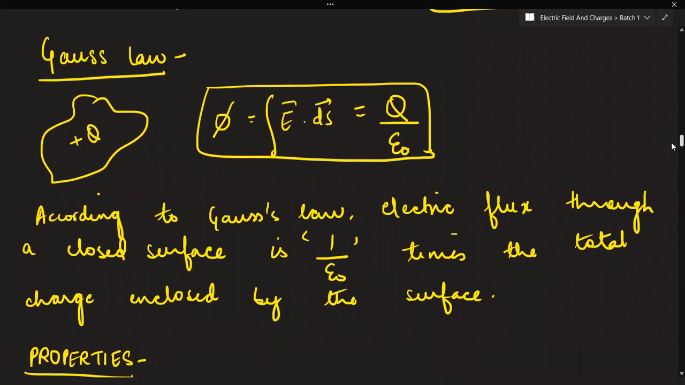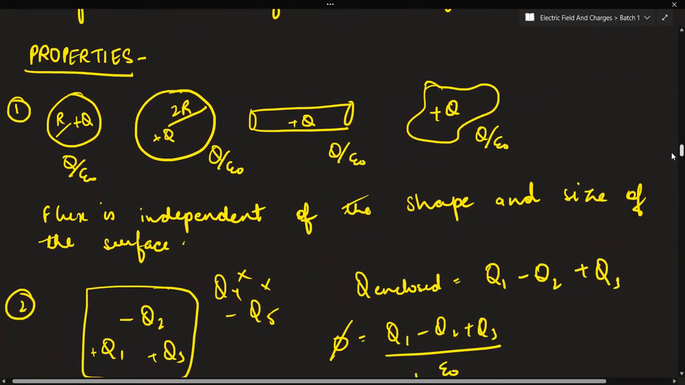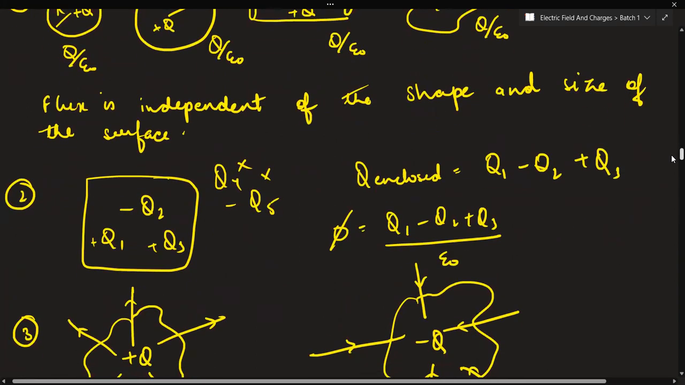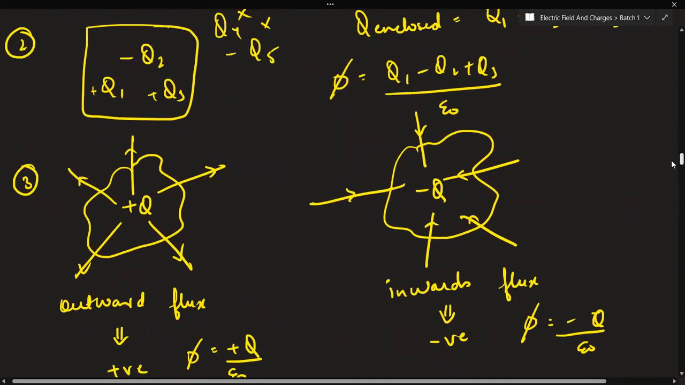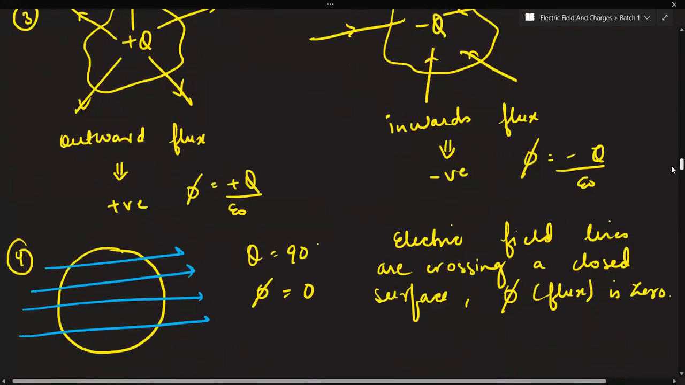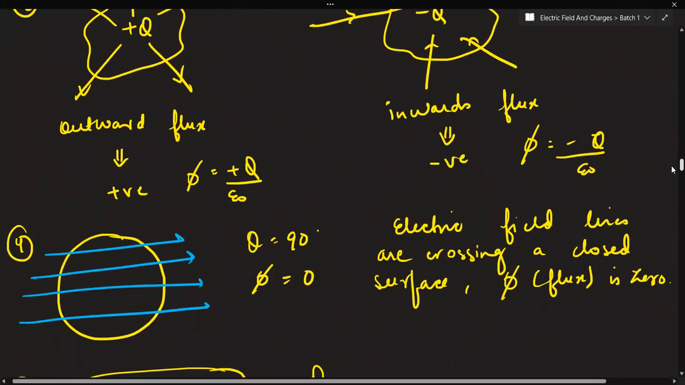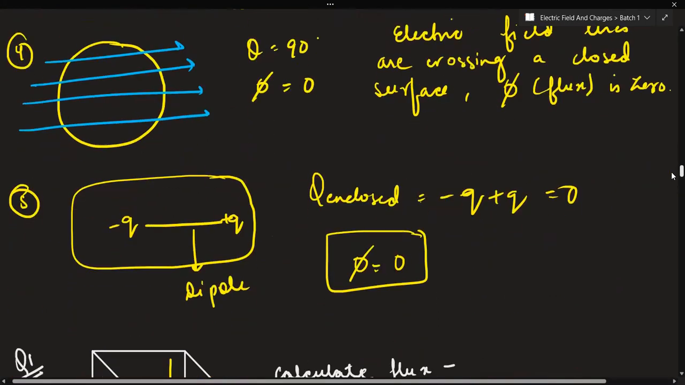So according to Gauss law, you know that 1 by epsilon naught times the total charge enclosed. Remember, it's the total charge. Do not consider one charge or second charge. Properties: independent of shape and size, and you have to only consider the enclosed charge. Outward flux will be positive because it's for positive charge. Inward flux will be negative because negative charge, we usually move towards it. If theta is 90, it will directly be 0, or you can say field lines are actually not crossing it. They're just passing by it. For dipole, flux will always be 0.